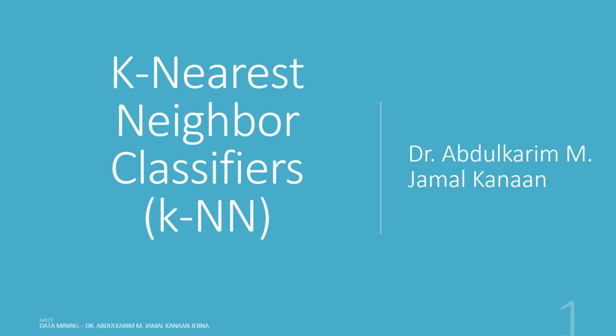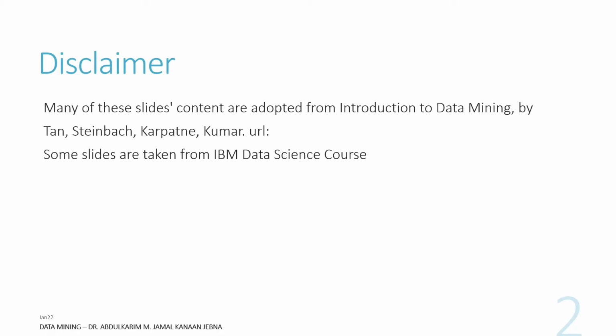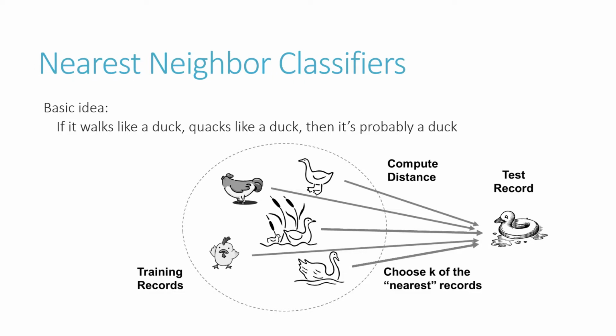K-nearest neighbor classifiers, or KNN for short. The fundamental idea behind nearest neighbor is that it is based on the distance between two data points.